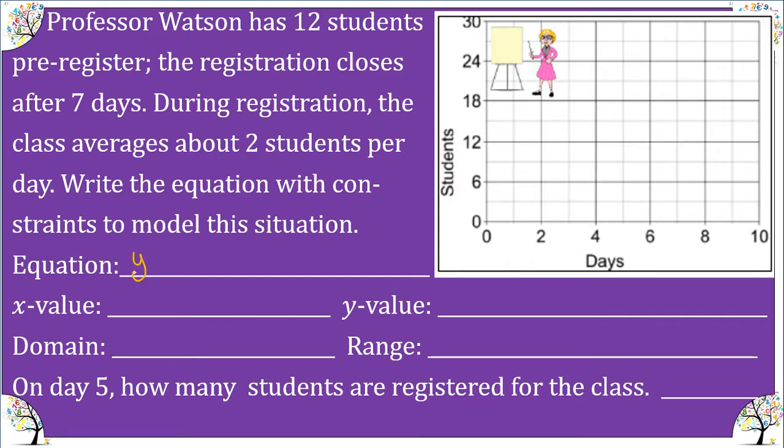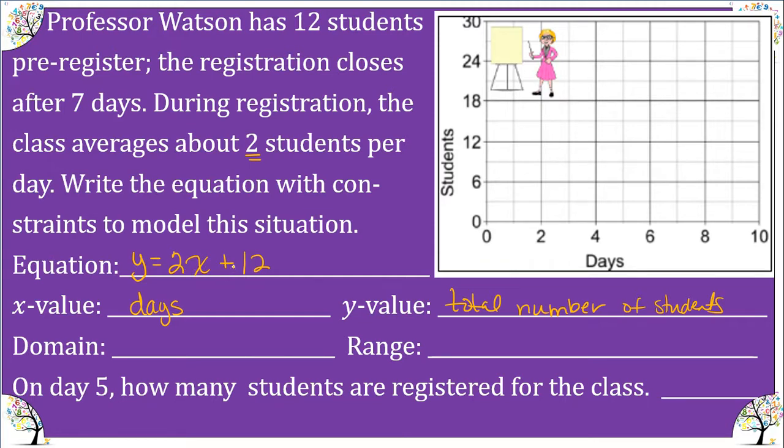So we're going to write our equation y, which is going to represent the total number of students. It's always good to identify what the x and y stand for. Our y-axis is students. X is going to represent the days. So each day during registration, it's going to increase by 2. And like we said, we already have 12 to begin with. So on day 0, I have 12 students. On day 1, 2 times 1 plus 12 is 14, and so forth.